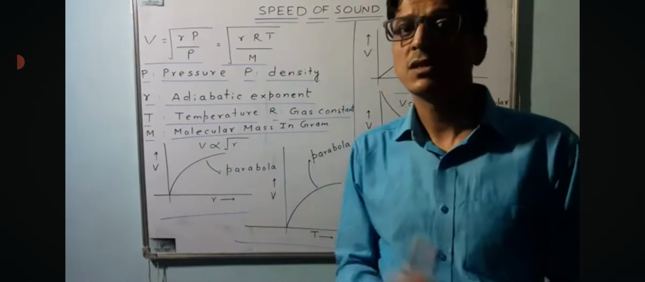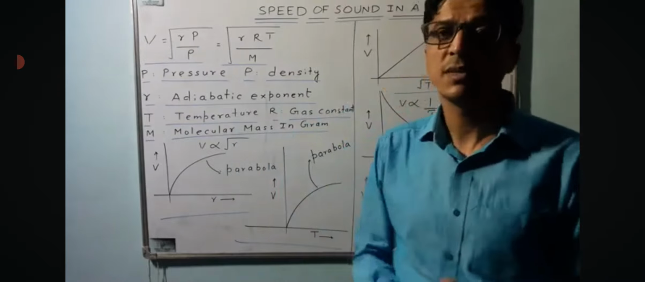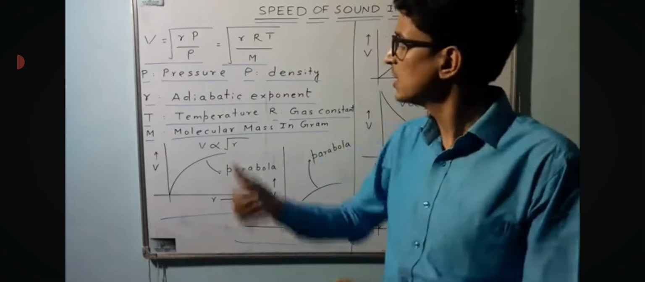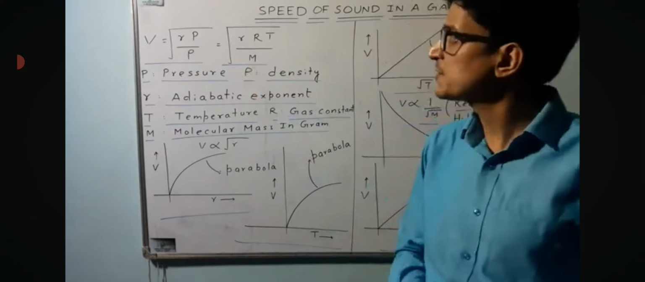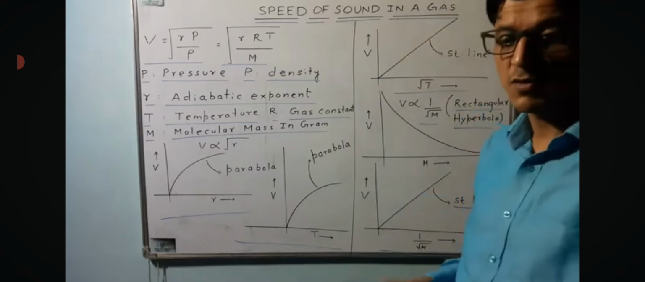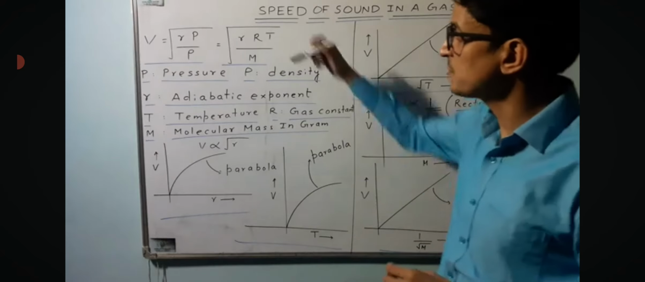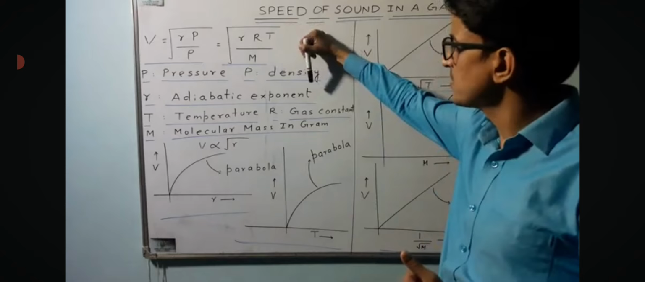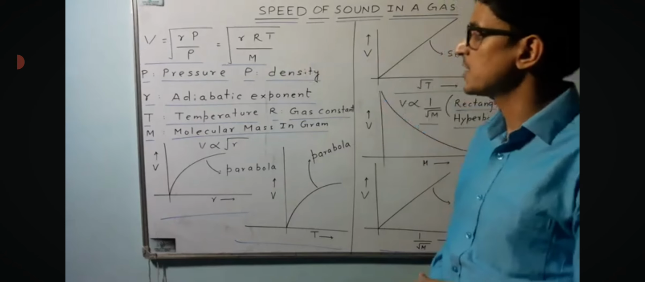And after all the implementations and updations and after the correctness of the equation, he said that the speed of sound is root under gamma P by rho or root under gamma RT by M, where gamma is the adiabatic exponent, P is pressure, rho is density, T is temperature, R is the gas constant, and M is molecular mass in grams.